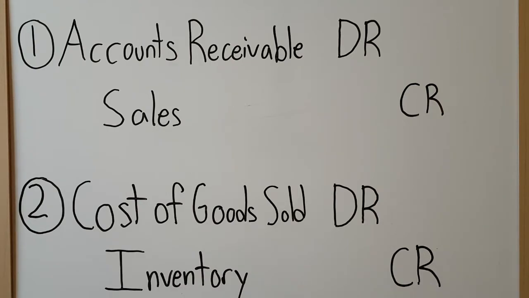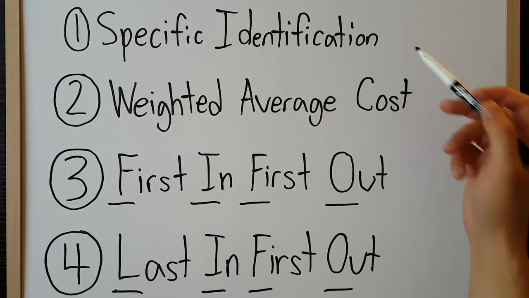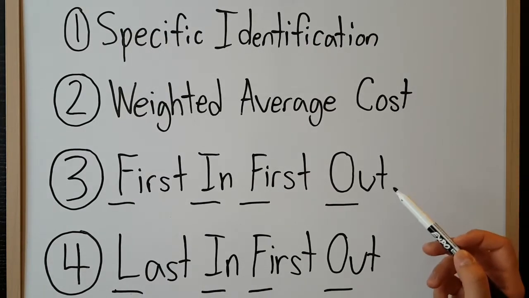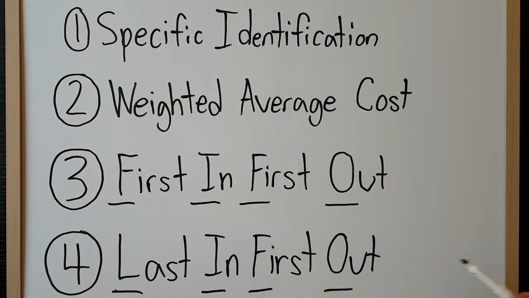In order to determine the amount we need to expense in this second entry, we use a cost formula. Today we'll be covering 4 different cost formulas. These are specific identification, weighted average cost, first in first out, or FIFO for short, and last in first out, or LIFO for short.